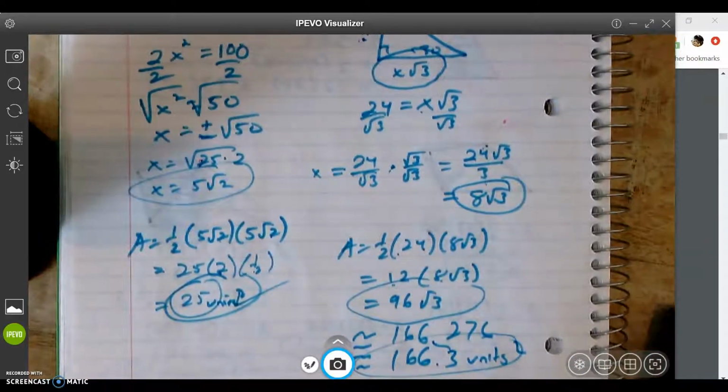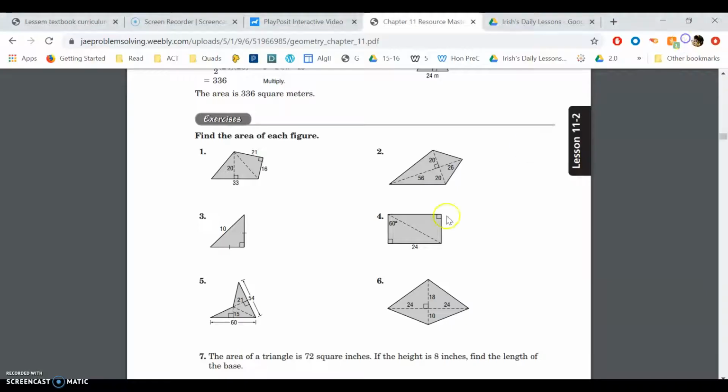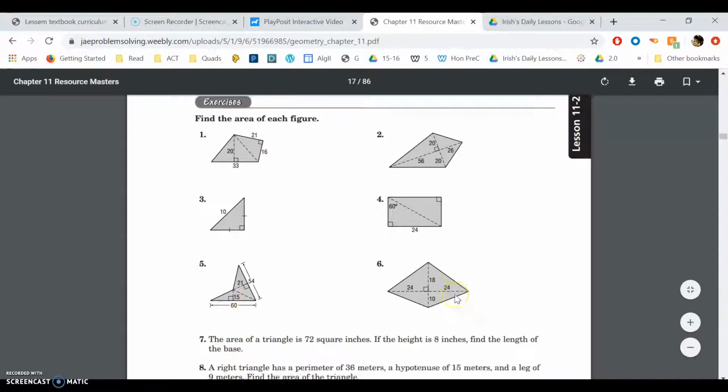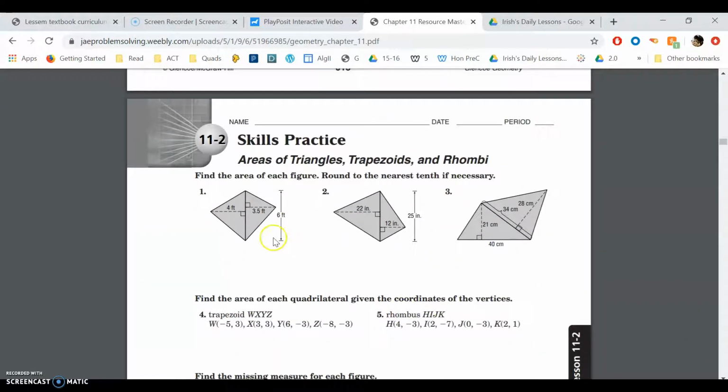Got it. All right, nice job, everybody. So your mission right now is to knock out 5 and 6, 7 and 8, and then some more practice right here. 1, 2, 3. All the other ones that are on the PDF. Knock them out, check your answers, and then knock out the exit quiz. Good work, everybody.